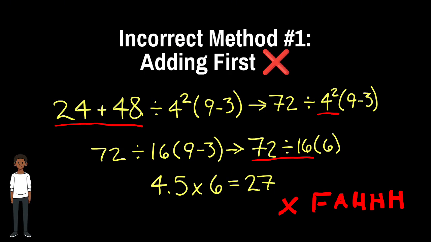Let's look at the first common mistake people make. Many people scan the problem from left to right, see 24 plus 48, and immediately add them together to get 72. Next, they evaluate the exponent, 4 squared, to get 16, leaving them with 72 divided by 16 times (9 − 3). Then they divide 72 by 16 to get 4.5. Finally, they subtract inside the parentheses to get 6, and multiply 4.5 by 6 to arrive at 27. While this feels seamless, it's completely wrong. Adding before dividing and evaluating exponents violates fundamental math priority rules.